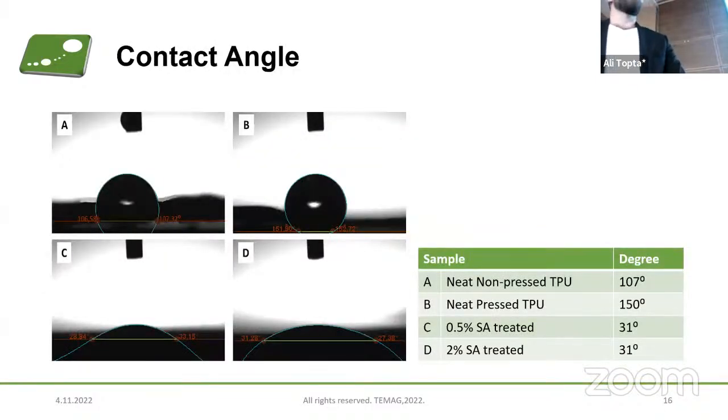Finally, we have examined the contact angle. We can see that our neat non-pressed TPU showed 107 degrees, but whenever it was coated with sodium alginate, the contact angle dropped to about 31, and after about 5 minutes, it would be completely soaked into our samples.